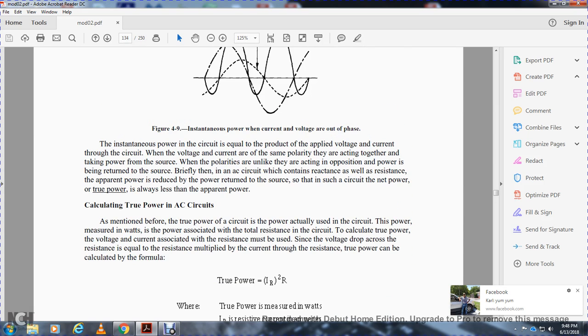Instantaneous power in the circuit is equal to the product of the applied voltage and the current through the circuit. When the voltage and current are the same polarity, they are acting together to take power from the source. But when the polarities are unlike, they are acting in opposition, and power may be returned to the source briefly. In an AC circuit containing reactance as well as resistance, the apparent power is reduced by the power returned to the source, so the circuit's net power, the true power, is always less than the apparent power.